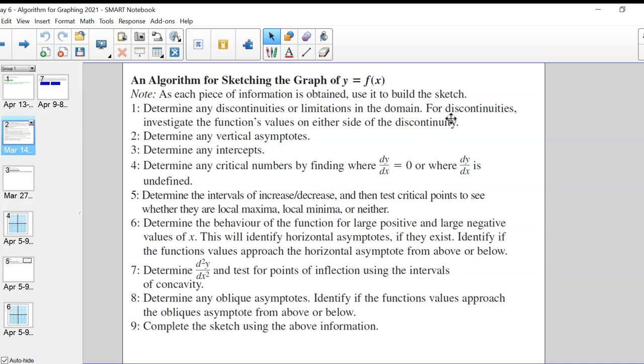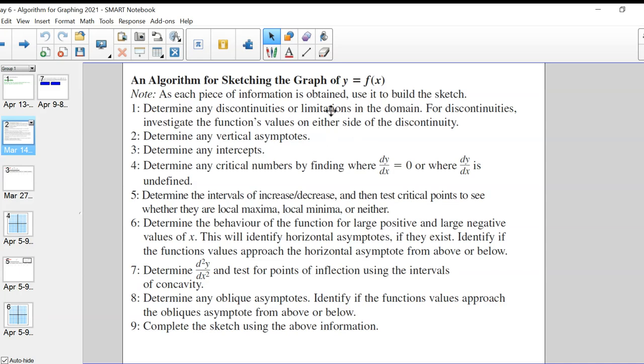As each piece of information is obtained, use it to build a sketch. Determine any discontinuities or limitations in the domain, right? Are there any restrictions on the domain? Many times, if it's a rational function, there definitely is. If it's a square root function, there definitely is, because the expression under the square root has to be greater than or equal to 0. If it is a rational function, you look at your denominator and see what values of x will make that denominator equal to 0. Those are going to be discontinuities. That will restrict your domain. So things like that you need to look for.